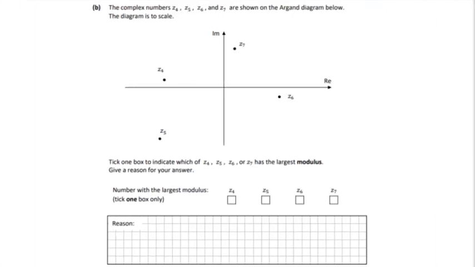Now finally, we have to identify the complex number in the graph with the largest modulus. Okay, so the modulus is the distance from the origin out to the points. So we can measure here, it's very obvious that Z5 is the largest modulus, and the reason, just state that it has the greatest distance from the origin.